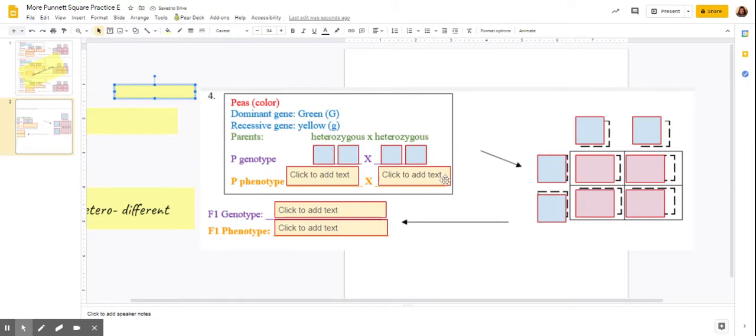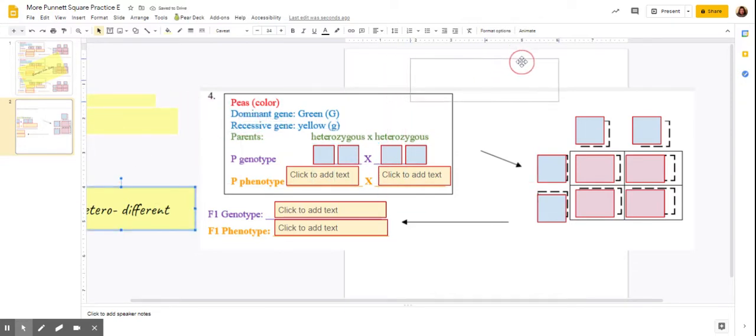So everything in this box here has to do with the parents. And that's one of your vocab words, talking about the P generation. Remember that the genotype means the letters, and we're going to base that on these two words here. And the phenotype means what do the two parents look like. And so let's focus on the descriptions that you're given. So in this problem, you're given that you have a heterozygous parent times another heterozygous parent.